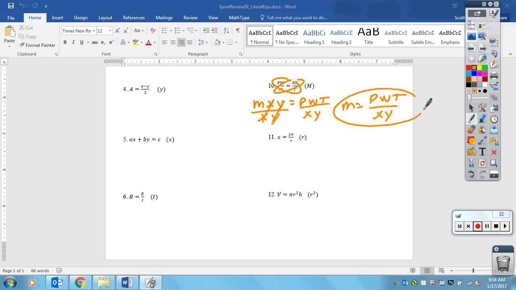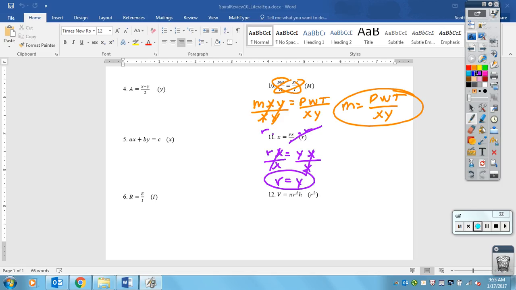It's actually a pretty easy question if you know to cross multiply. Similar for 11, looks harder because r is in the denominator, but let's just get it out of the denominator. r times x equals yx. Divide by x, divide by x. r equals, well, x divided by x is 1, so r must equal y.